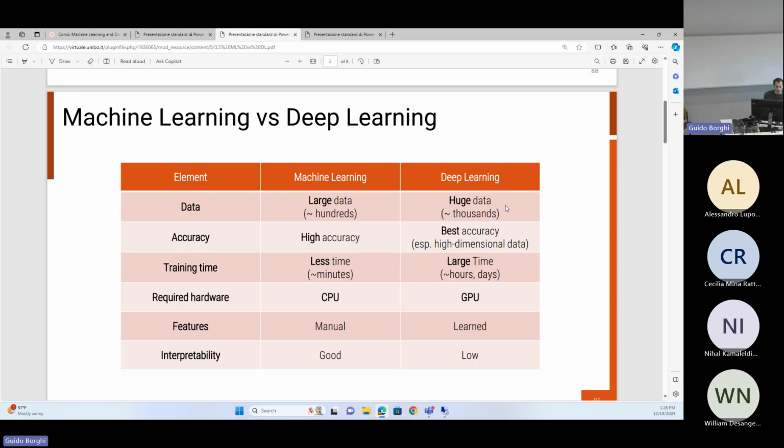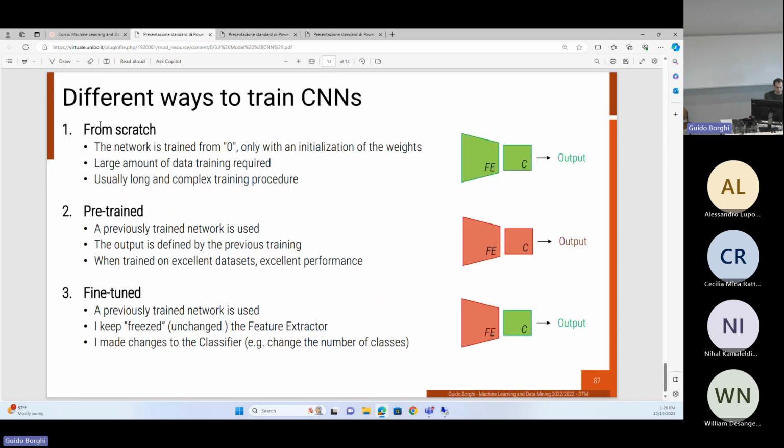In particular, if we are in the category of training from scratch, we need a large dataset to train the whole network, the whole set of weights of the feature structure and the classifier. In the case of pre-trained networks there is no learning phase, but in the case of fine-tuning, we need a large amount of data, though less data than in training from scratch.